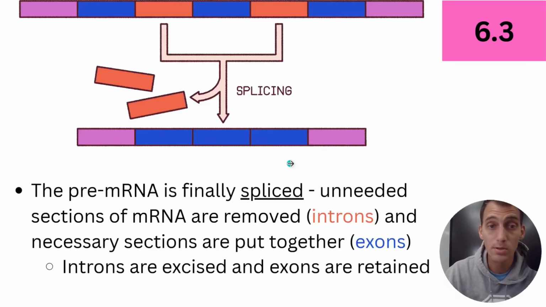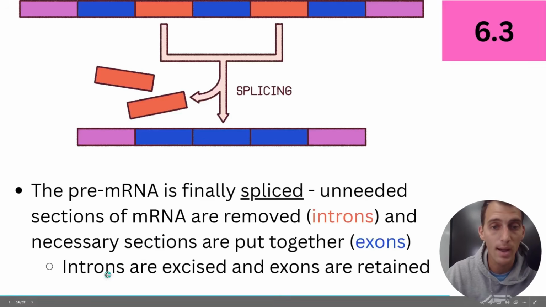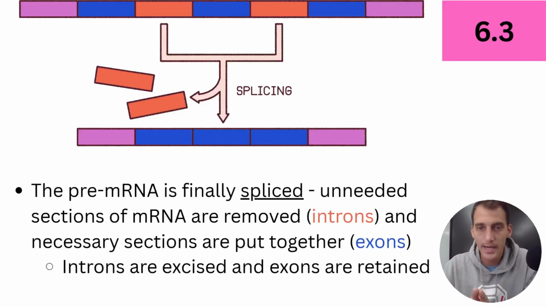This RNA is ready to go, presuming it has its 5' GTP cap and its 3' poly A tail. It's ready to get shipped out of the nucleus and sent to the ribosome. In other words, introns are excised, which means they're cut out, and exons are retained, which means they're stuck back together.